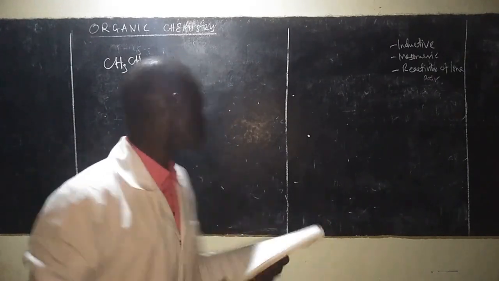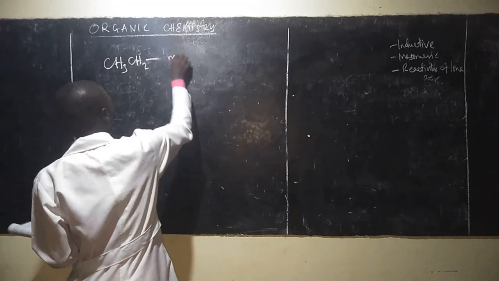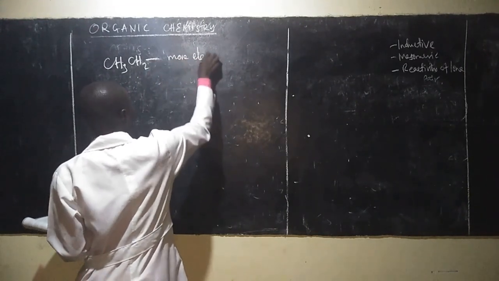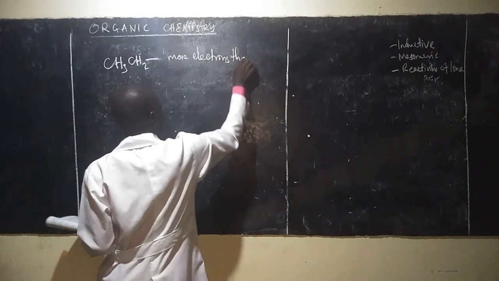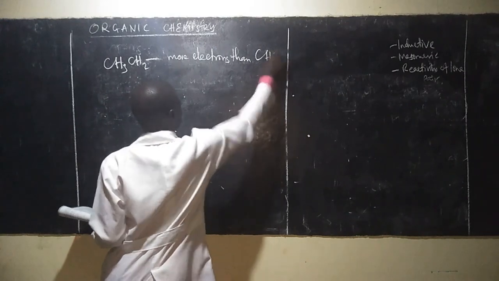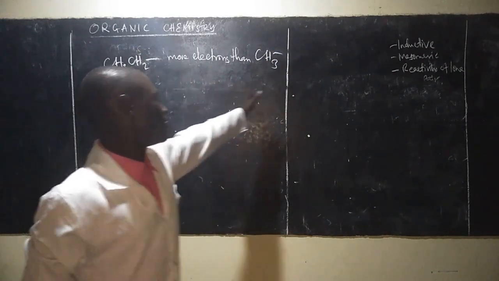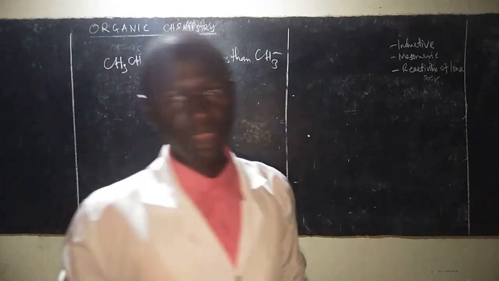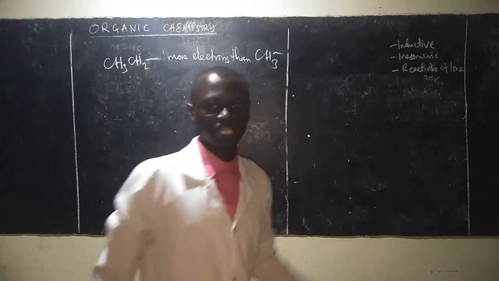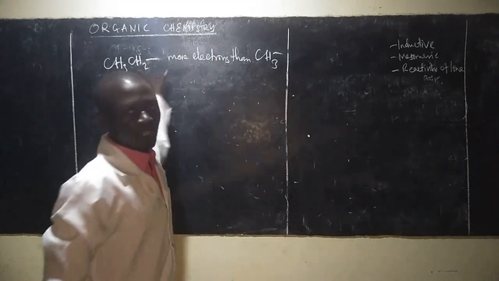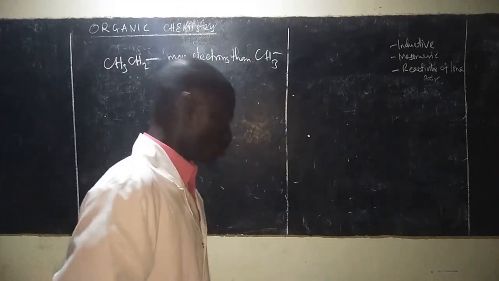Releases more electrons than CH2. This one releases more electrons than CH3. All of these are alkyl groups. This one is an ethyl, but this one is the methyl group. But because this one contains 2 carbons, while this one contains only 1 carbon, this one will cause a stronger positive inductive effect as compared to the other group there.